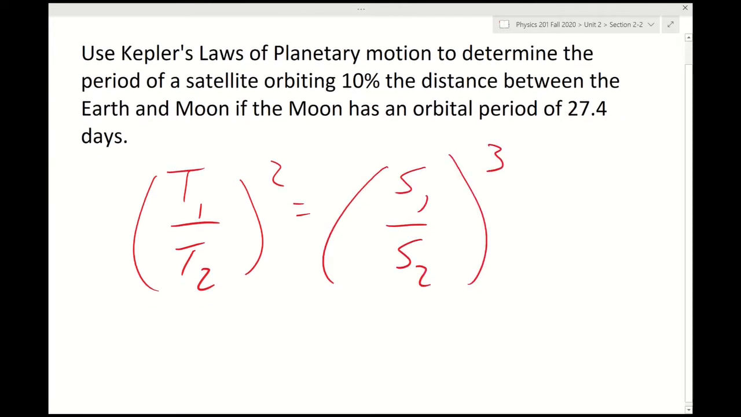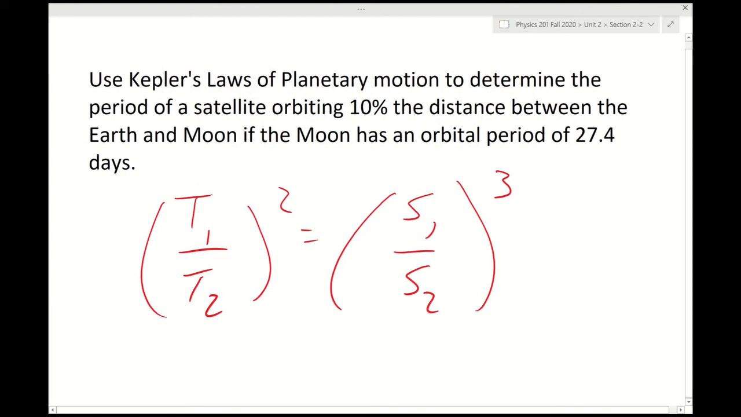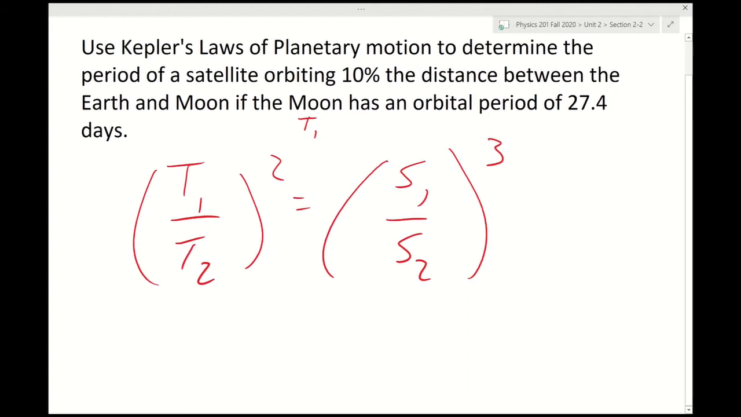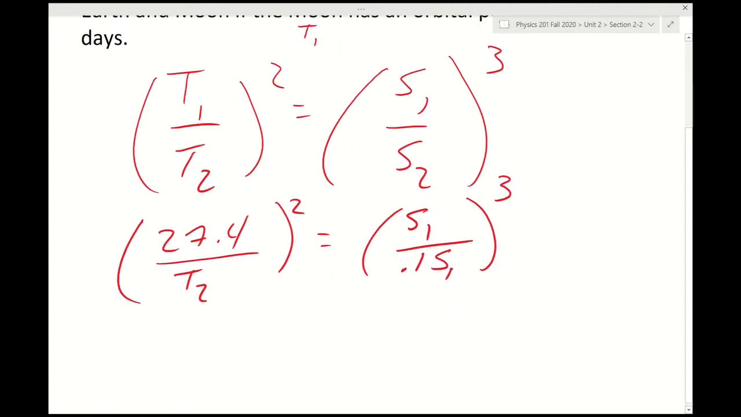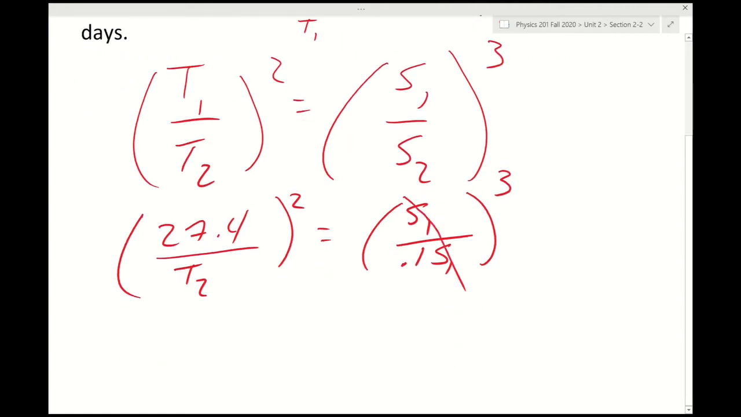So from that, we're looking at the Moon, which we can call T1. So the orbital period of the Moon is 27.4 days. We're looking for the orbital period of a satellite, which we'll call T2. If the distance from the Moon is S1 and the satellite is a tenth the distance to the Moon, 10%. What this allows us to do is not have to specifically worry about the numerical value of the distance to the Moon. 1 over 0.1, 1 over 1/10 is 10.